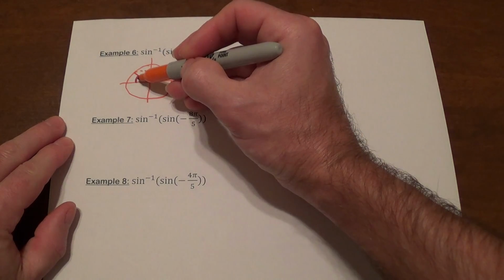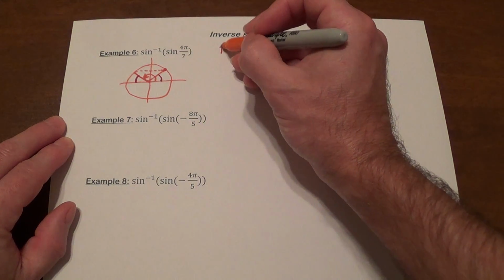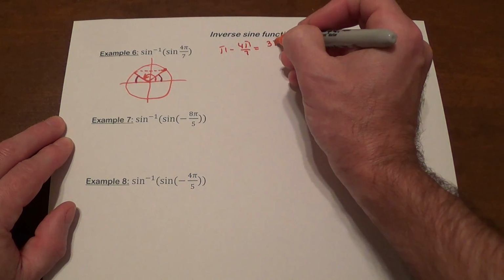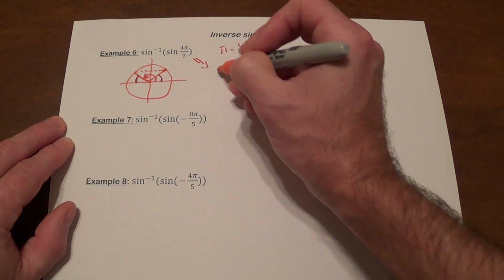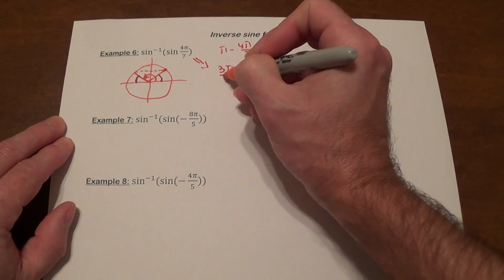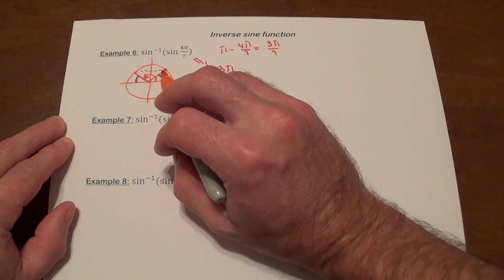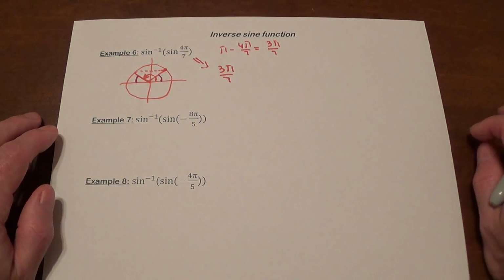Well, this angle here is going to be the supplement of this angle. So if you do pi minus 4 pi over 7, that's going to give you 3 pi over 7. And the answer here is going to be 3 pi over 7, because this angle here and this angle here are congruent, and the measure of this angle is going to be the same as the measure of this angle.